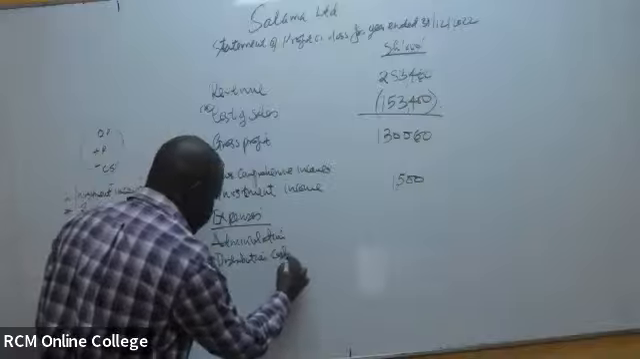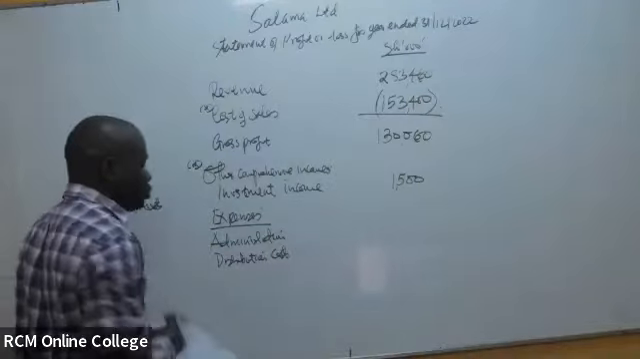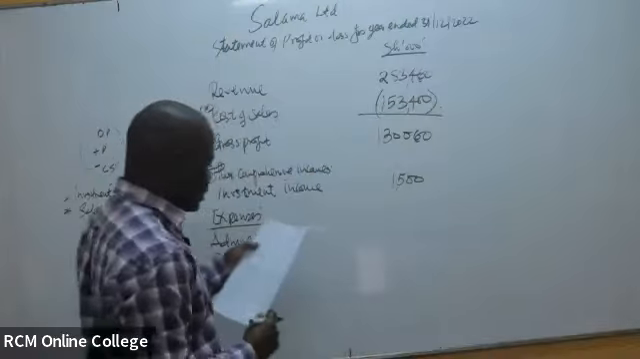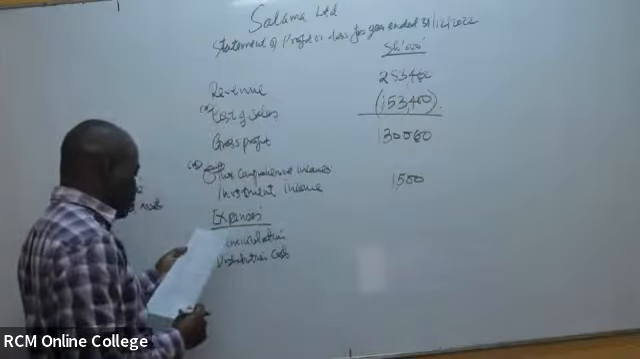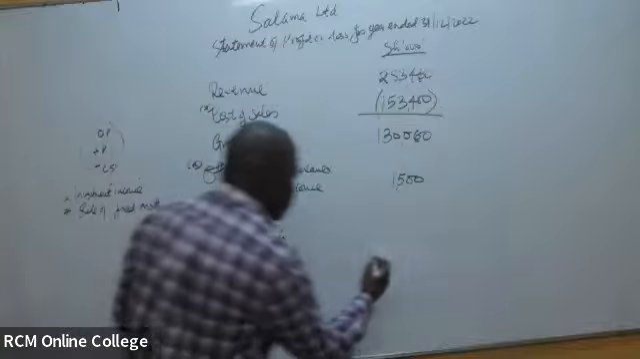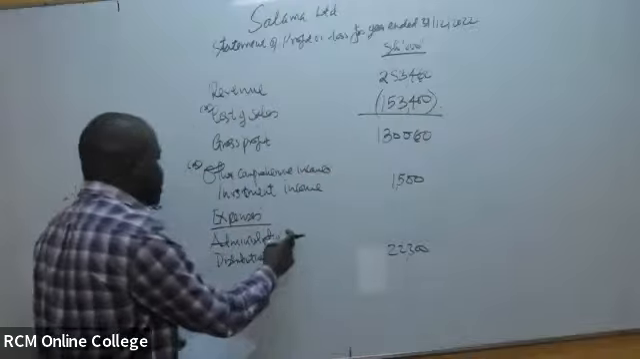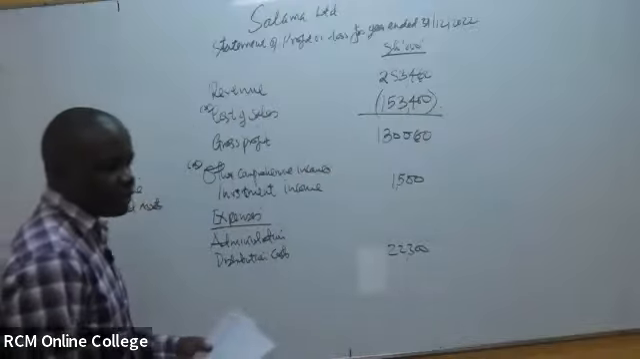Distribution costs. It is normally selling and distribution. So the distribution cost in this case didn't have any form of adjustment, so it remains the same. It was 22,300. While in this case, admin expenses in our working, it was how much?